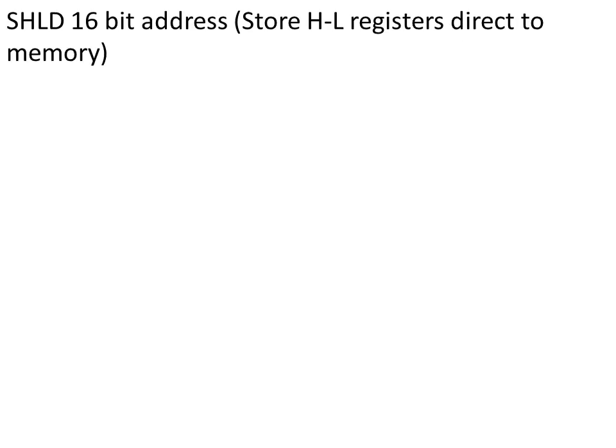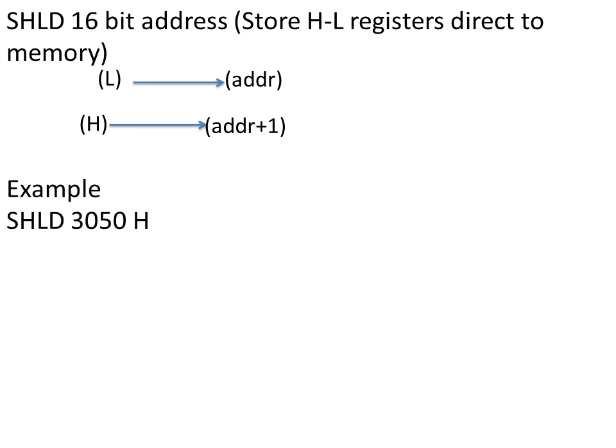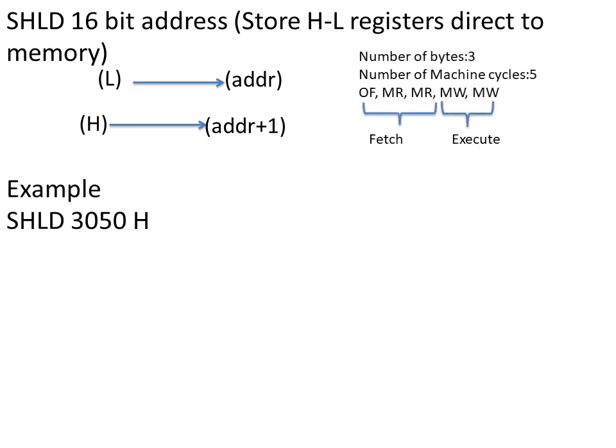Just the opposite is the SHLD instruction, which means store HL register direct to memory. You can specify any 16-bit address in the range 0000H to FFFFH in the place of the 16-bit address. Here the contents of the L register will be stored in the specified address and the contents of the H register will be stored in the next address.